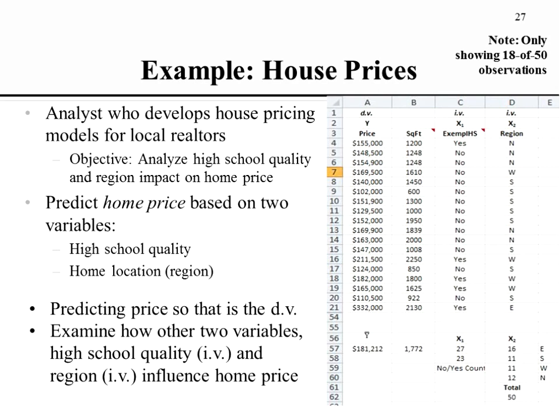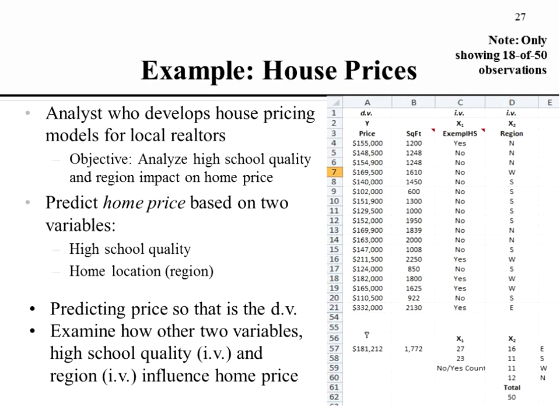The objective is to analyze whether the quality of the local high school impacts the price, and whether the location by region, we'll use region to keep it simple, and whether the location of the home in terms of the region, northwest, east, or south, impacts the home price. So what is it that we're trying to focus on? The main thing, it's the price of the house. So that's our dependent variable.